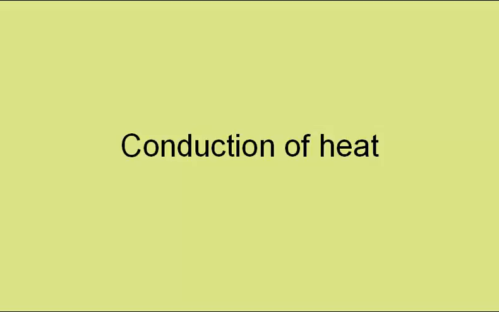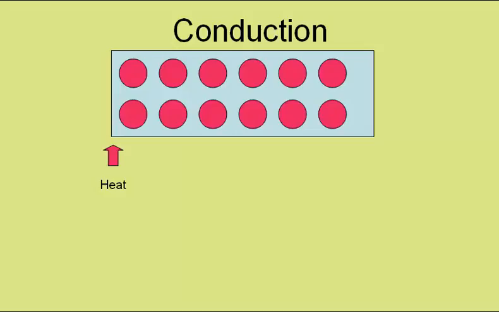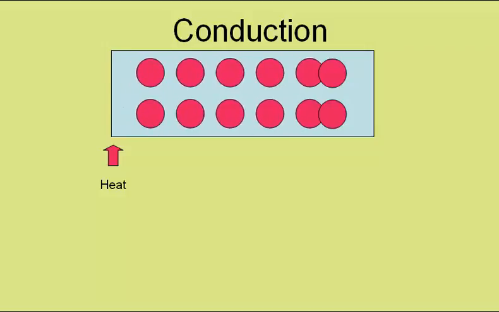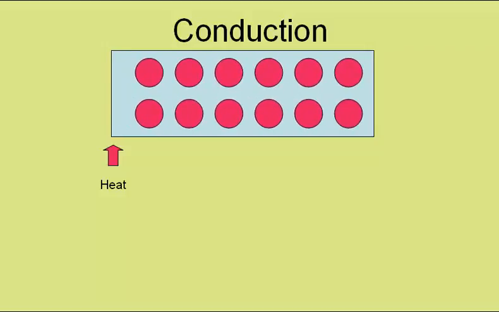Conduction of heat. Here we have a solid, the red circles representing the particles within the solid. As they are heated, they will vibrate more vigorously, collide with their neighbours making them vibrate, and so on, passing these more vigorous vibrations along the line.